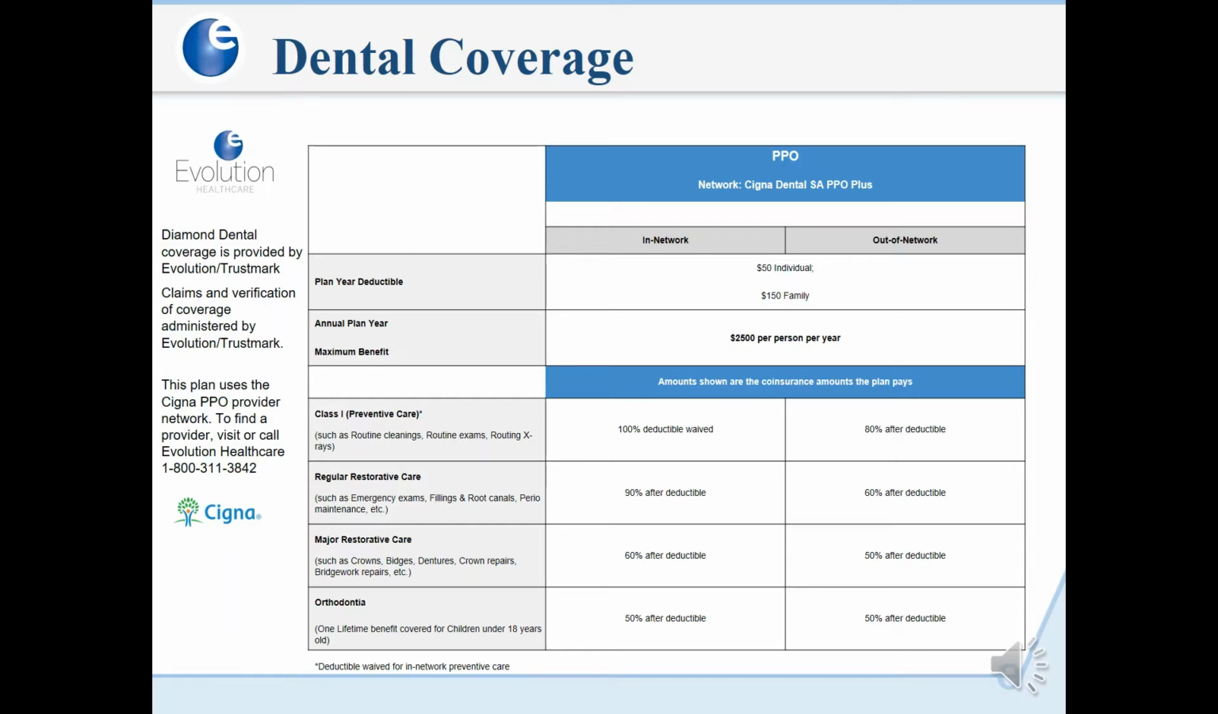Then there's class 3 or major services, and those are covered when in network at 60% after the deductible, and they would include things such as crowns, bridges, dentures, bridge work, crown work. And also for children under the age 18 enrolled on the plan, there's a lifetime benefit for orthodontia services, and those services are covered at 50% in network after the deductible.